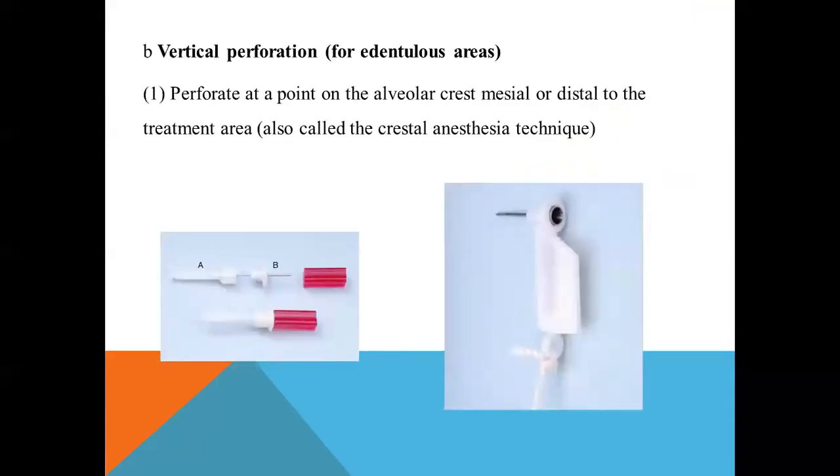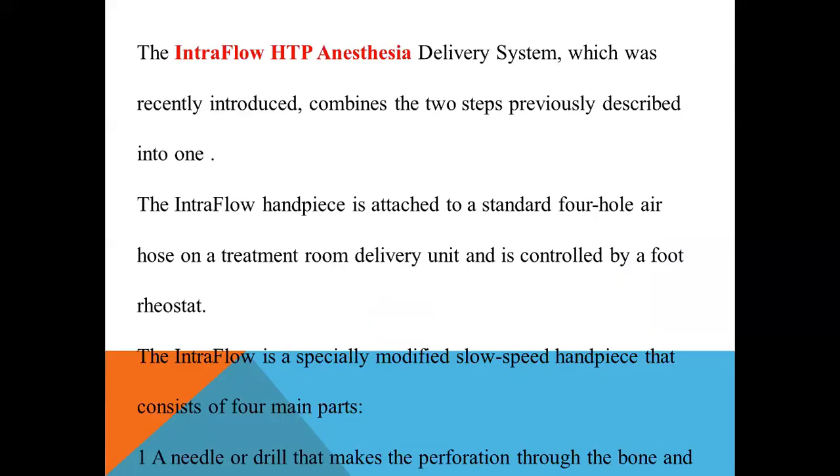So this is a vertical perforation technique for edentulous areas. Perforate at a point on the alveolar crest, mesial or distal to the treatment area. It is also called crestal anesthesia. Sometimes you may get a question asking which is a crestal anesthesia technique. It is nothing but the vertical perforation technique of intraosseous technique for edentulous areas.